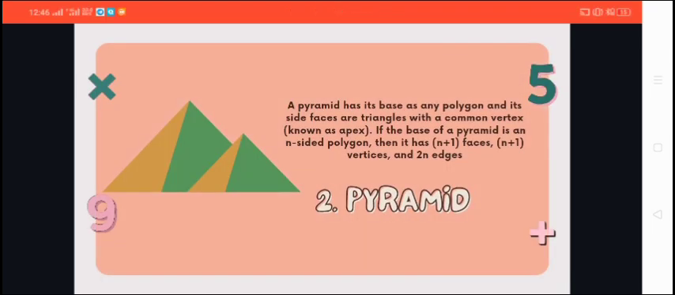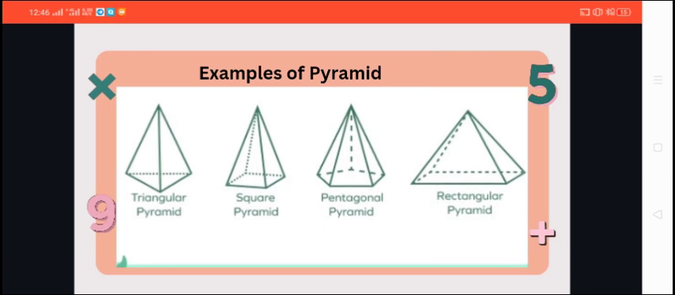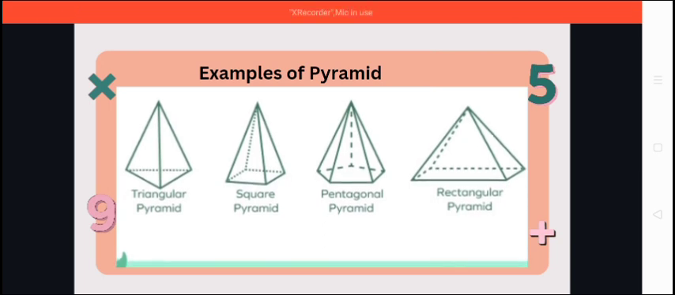The second one is the pyramid. A pyramid has its base as any polygon, and its side faces are triangles with a common vertex, known as the apex. If the base of a pyramid is an n-sided polygon, then it has n plus 1 faces, n plus 1 vertices, and 2n edges. Here are some examples of a pyramid. We have triangular pyramid, square pyramid, pentagonal pyramid, and also the rectangular pyramid.